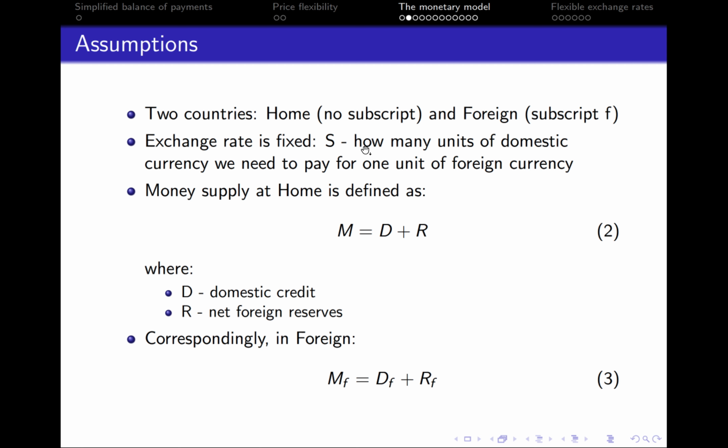Now, we need to define money supply. And we're going to define money supply simply as the sum of domestic credit plus net foreign reserves. What are those net foreign reserves?